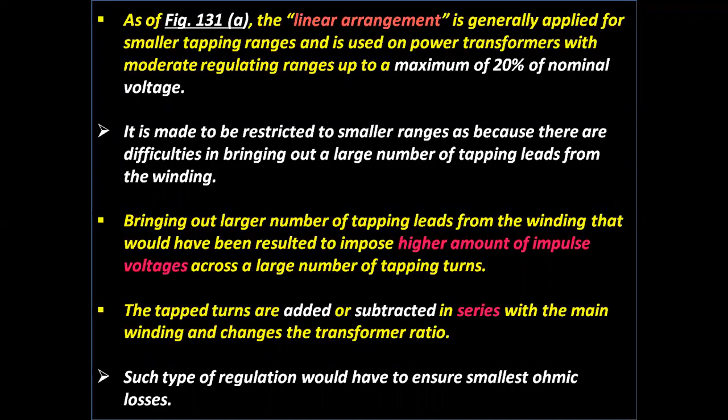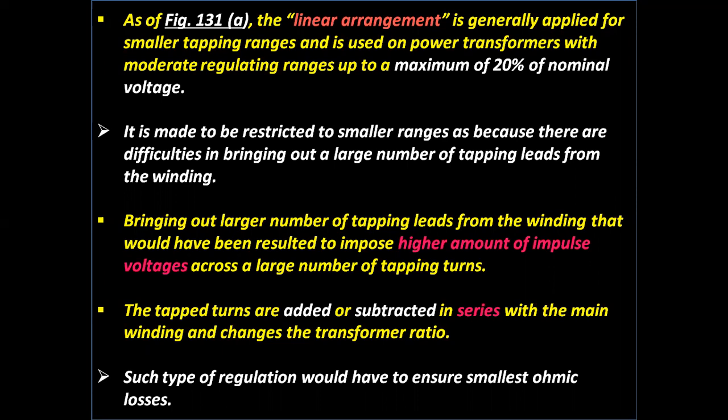As per figure 131A, the linear arrangement is generally applied for smaller tapping ranges and is used on power transformers with moderate regulating ranges, up to a maximum of 20% of nominal voltage. It is restricted to smaller ranges because there are difficulties in bringing out a large number of tapping leads from the winding.